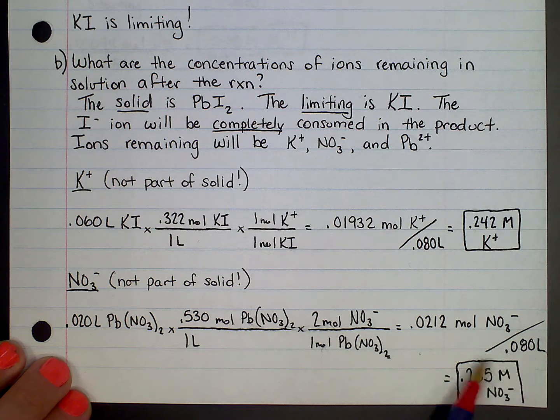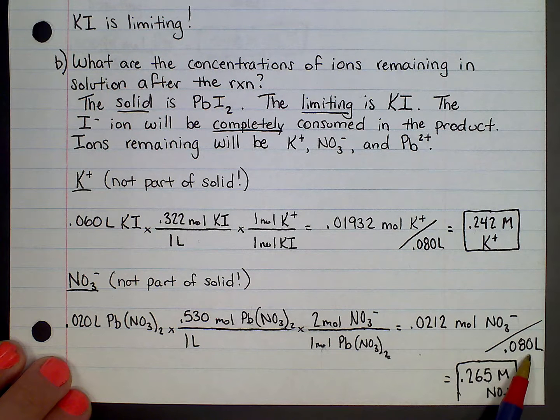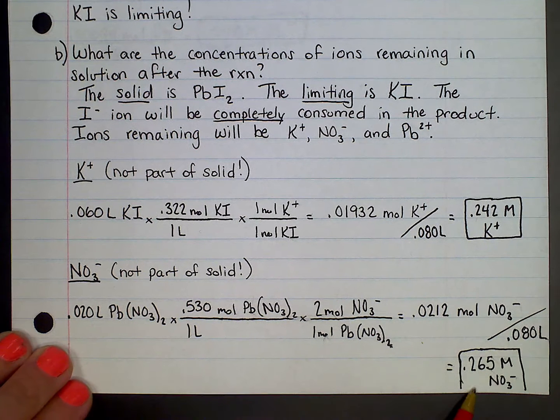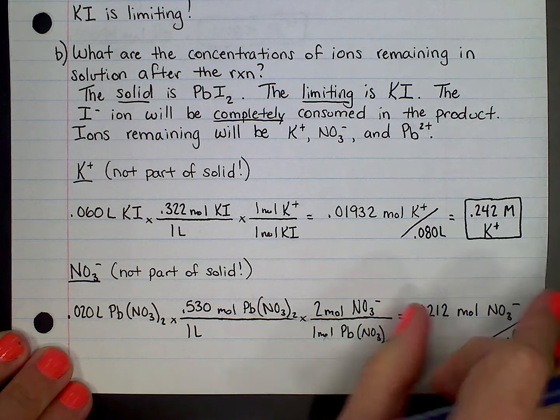And again, I want to divide by the new total volume of both solutions added together, so that gets me the concentration of nitrate ions. Okay, so now I've got 2 of the 3 ions figured out. Now we've got the last one to figure out, and the last one's a little bit more tricky, so we're going to walk through that one.